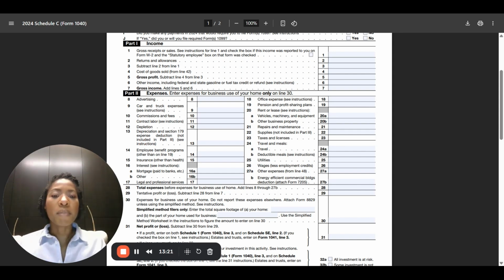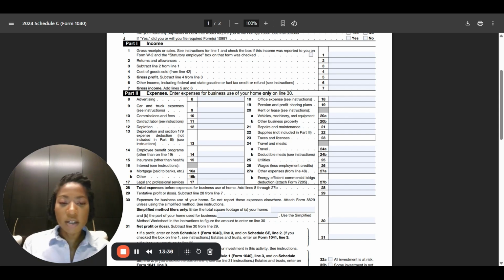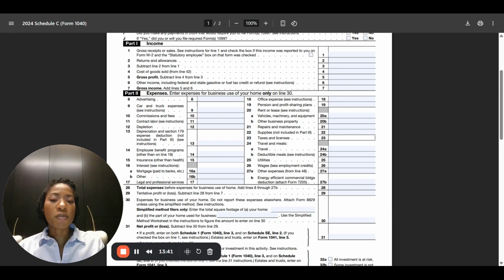And so deductible meals is line 24B, and it says see instructions. So you want to make sure that you read the instructions. There are very specific and very strict rules about what you can deduct as a business meal. Generally, the rule is that meals are 50% deductible and 50% non-deductible. So if you have a meal expense, for instance, if you purchase lunch for yourself because you have to work late at your center, generally that meal is going to be subject to the deductibility rules.